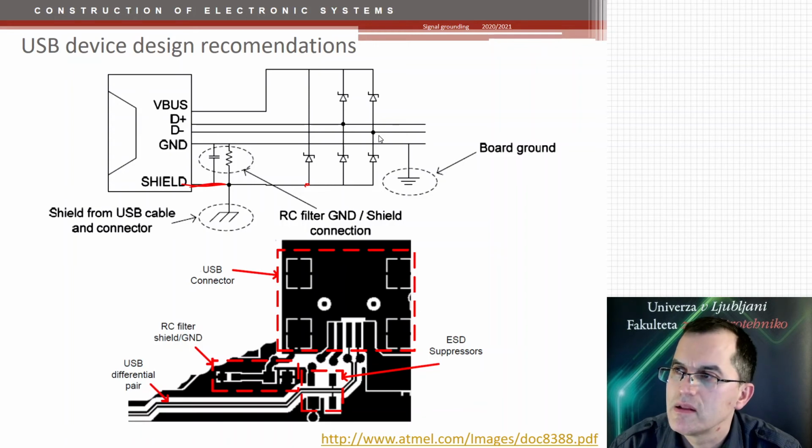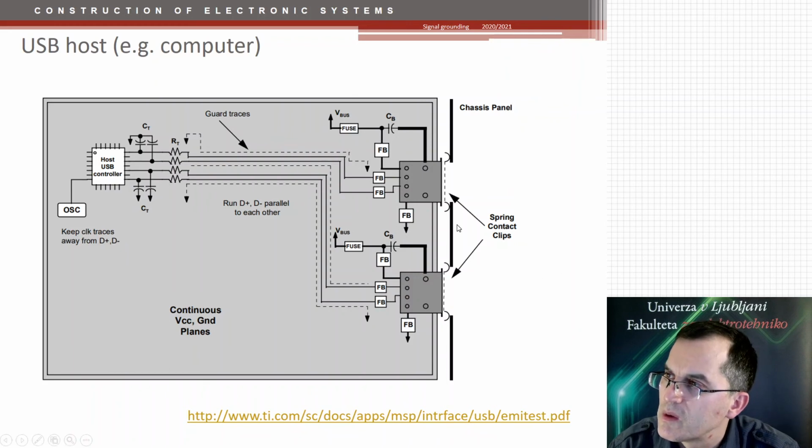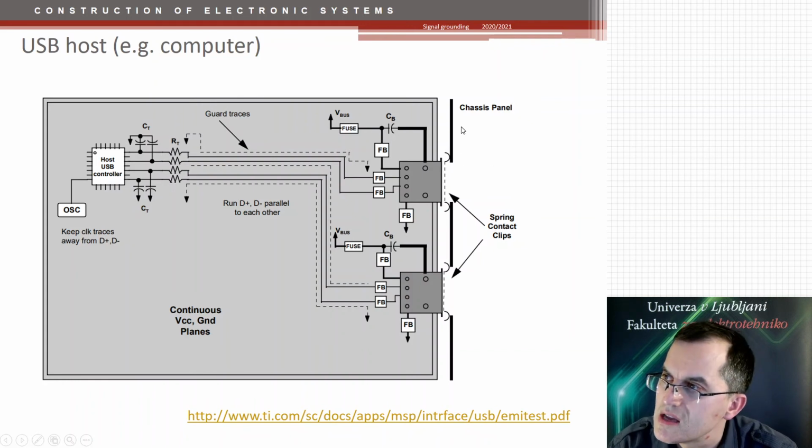This is an example of a USB host where we have the USB connectors here, and this is the metallic panel, the metallic chassis, and all the shields of these USB connectors are directly connected to the chassis and grounded by that. So all the ESD pulses that are generated here are then directly routed to this chassis, which is grounded to a safety ground at the end, because this is a part of the computer.